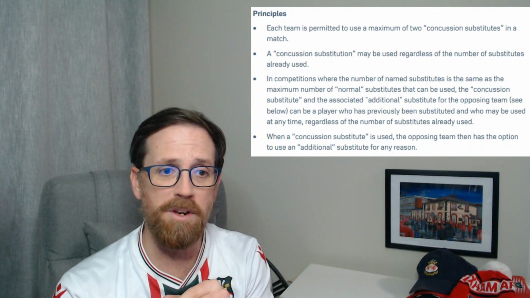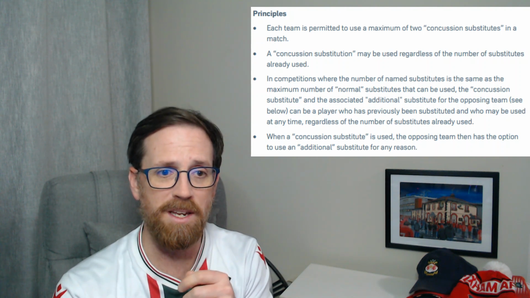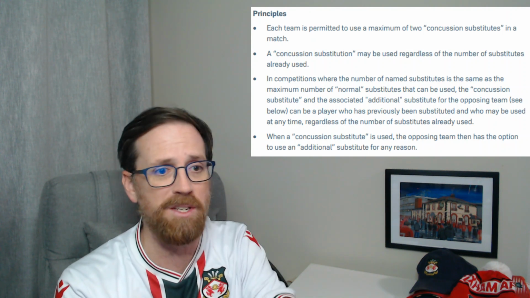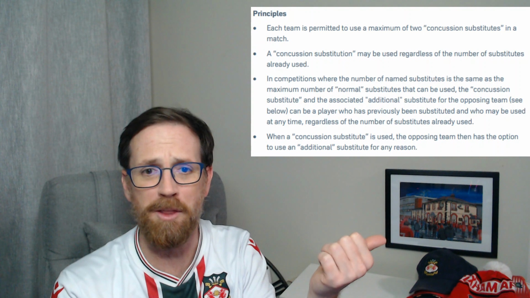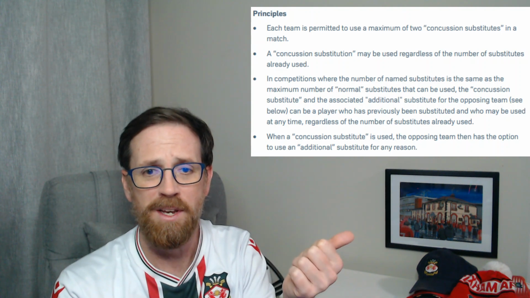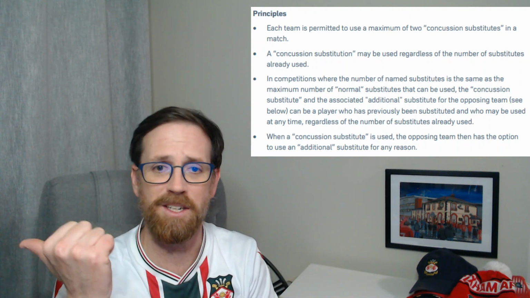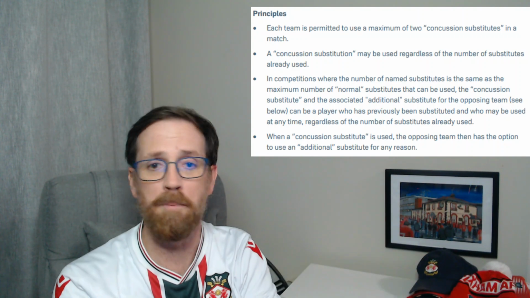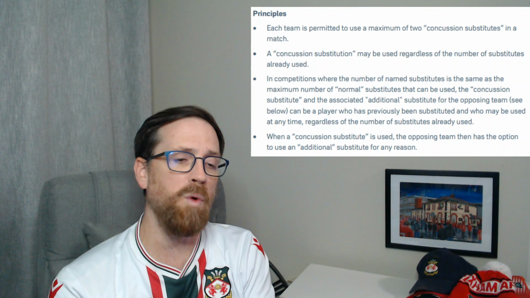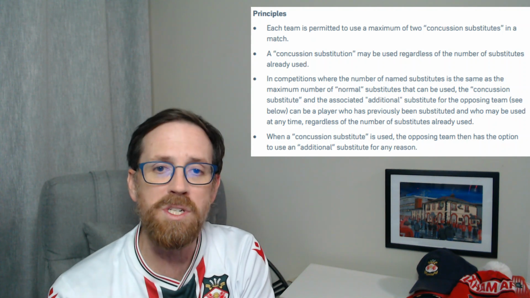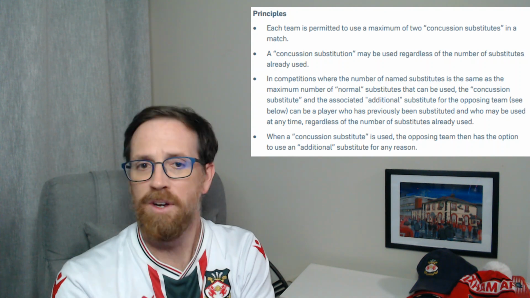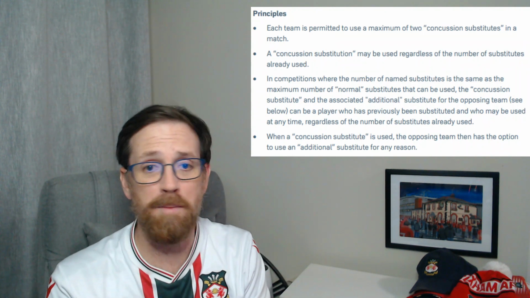In competitions where the number of named substitutes is the same as the maximum number of normal substitutes, the concussion substitute, basically what that means is you can go and grab another player. If you've used all of your subs up and you've put somebody on the bench and somebody gets a concussion, you can go and you can dig that player back off the bench and put them out there. That makes sense. And when a concussion substitute is used, the opposing team has the option to use an additional substitute for any reason. It doesn't say why, but it makes sense to me.